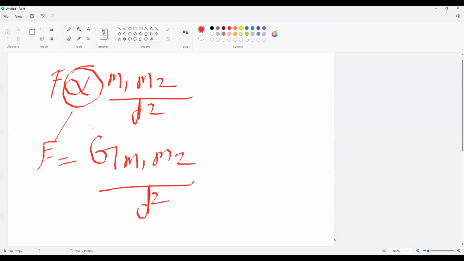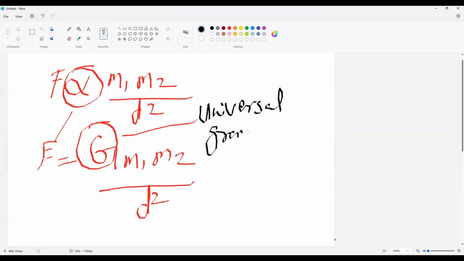This G is nothing but the gravitational force, we can take it as the universal gravitational constant. And since it is a universal gravitational constant, you need to understand, a value by X, not me.